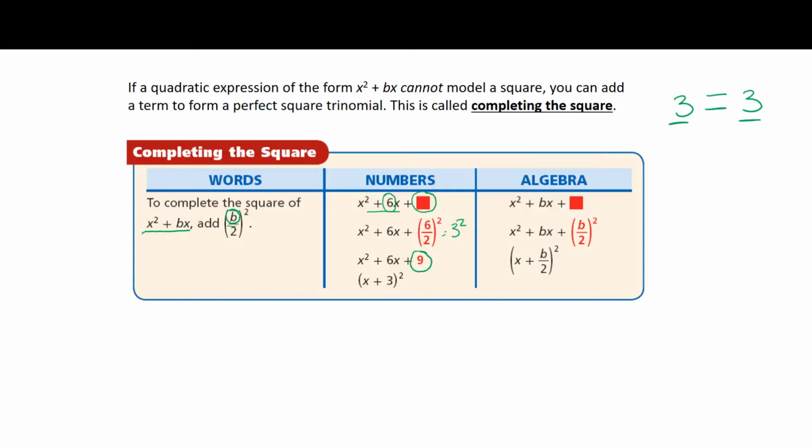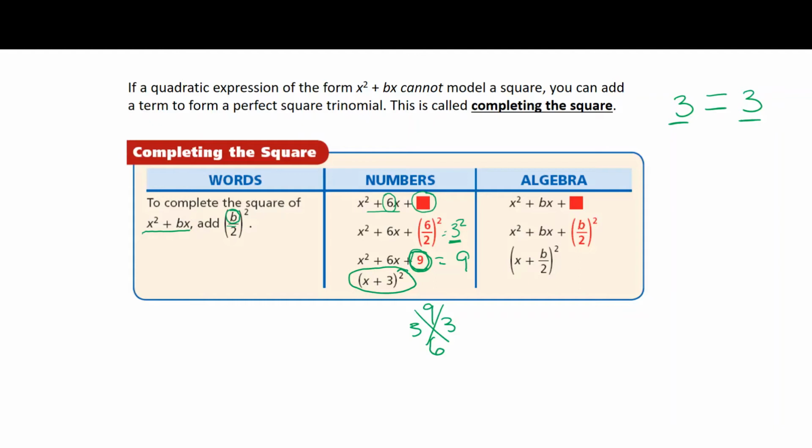So if I add 9 now, you can see what two numbers multiply together to get 9 and add together to get 6. Well, I know that it's 3. 3 times 3 equals 9. 3 plus 3 equals 6. So now I can make a perfect square. And in a minute, we're going to show that if you add 9 on this side, we have to add a 9 on the other side.